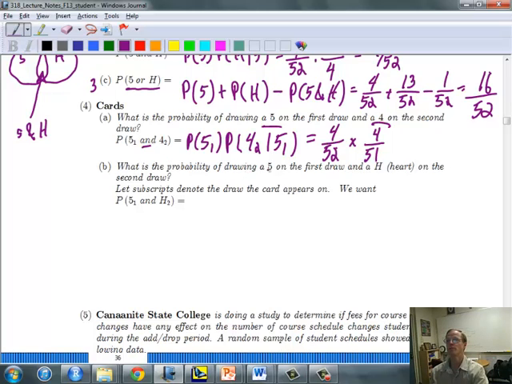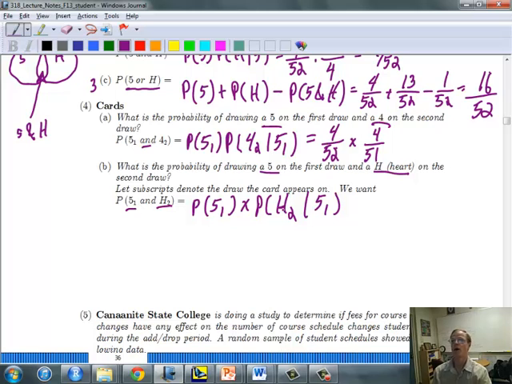Lastly, what's the probability of a 5 on the first draw and a heart on the second draw? This is a little bit more complicated, so let's take note. 5 first, heart second. That's going to be probability of a 5 on the first times the probability of a heart on second given a 5. Now, if we think about this for a little bit, this probability, heart on the second, depends upon whether this 5 was a heart or not.